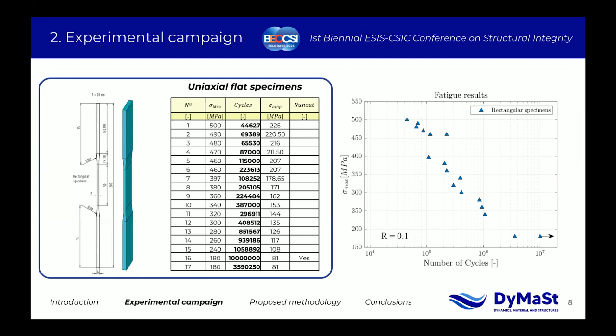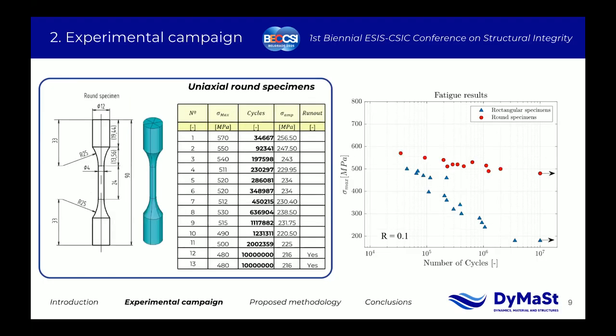Okay, so now I will briefly show you some of the results we obtained for the different configurations. Here we can see the uniaxial flat specimens. We tested 17 specimens with only one run out. You can see also a representation of the results.